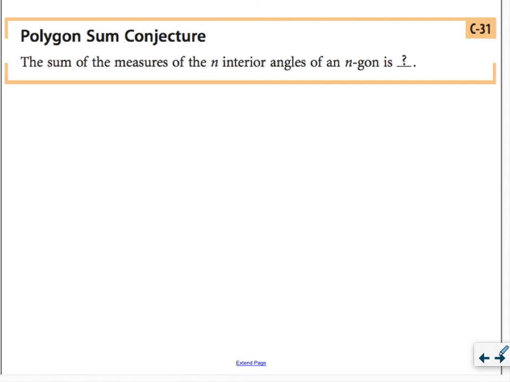So then, can we complete our conjecture? The sum of the measures of the n interior angles of an n-gon, an n-sided polygon, is, what do you think goes in the blank? Knowing that if it has n sides, it has n minus 2 triangles, and each triangle contains 180 degrees. So that will give us an expression that we can use to determine the sum of the measures of the interior angles of a polygon.